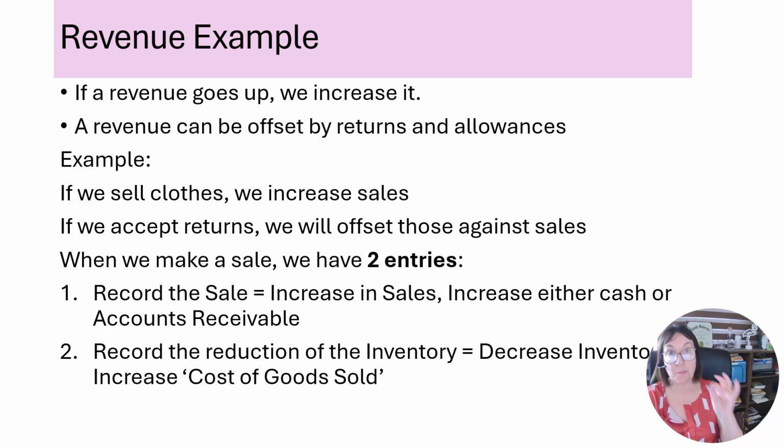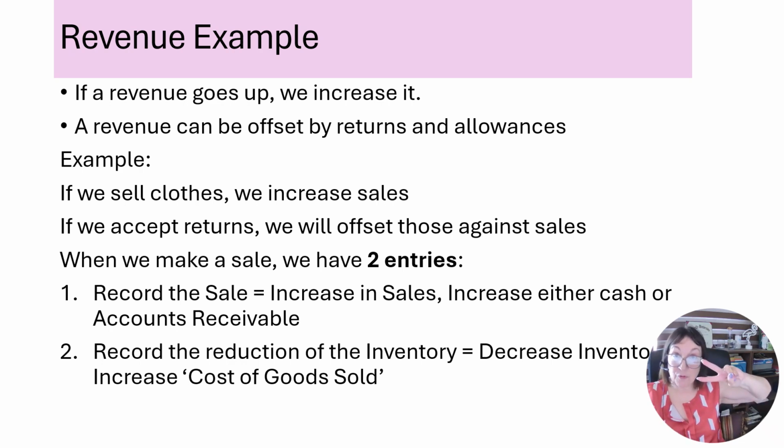Now, here's something very important. When we make a sale, we have two entries we have to do. The first entry is to record the sale. So we sold some inventory, we sold a pair of jeans for $50. If we do it with cash or accounts receivable, those increase and the revenue from the sale for $50 increases.